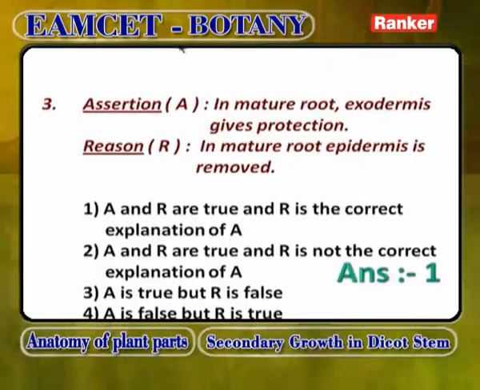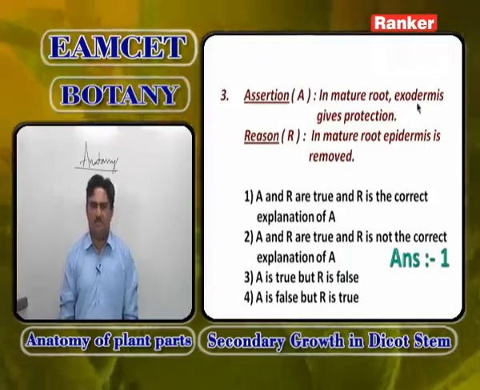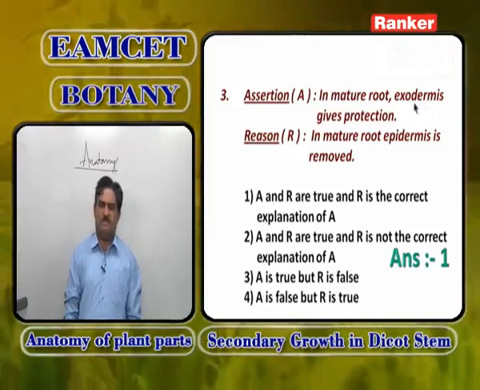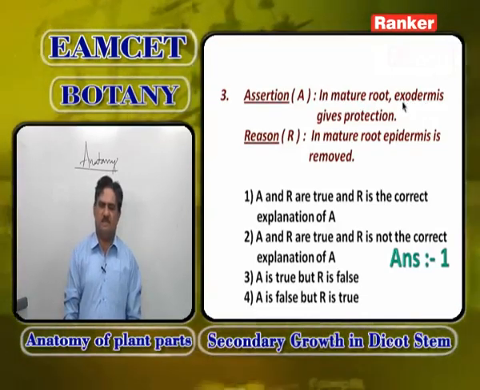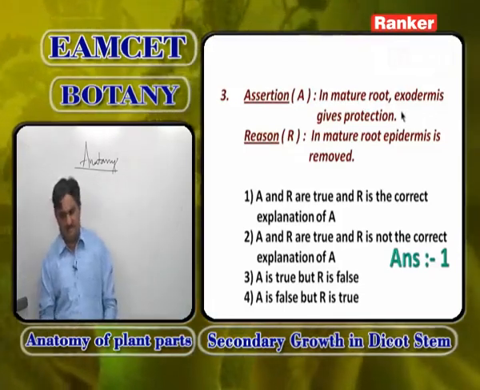Another assertion. In a mature root, exodermis gives protection. What is exodermis? The parenchymatous cortex present just below the epidermis in older roots gets a deposition of suberin and becomes exodermis. So what is the chemical present in exodermis? Suberin. Suberin is a poisonous substance. Whenever it deposits, the cells become dead. So the statement that in a mature root, exodermis gives protection is correct.